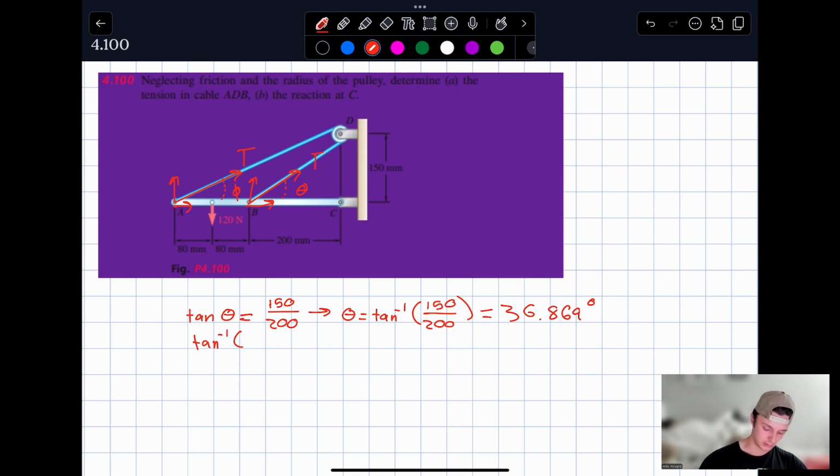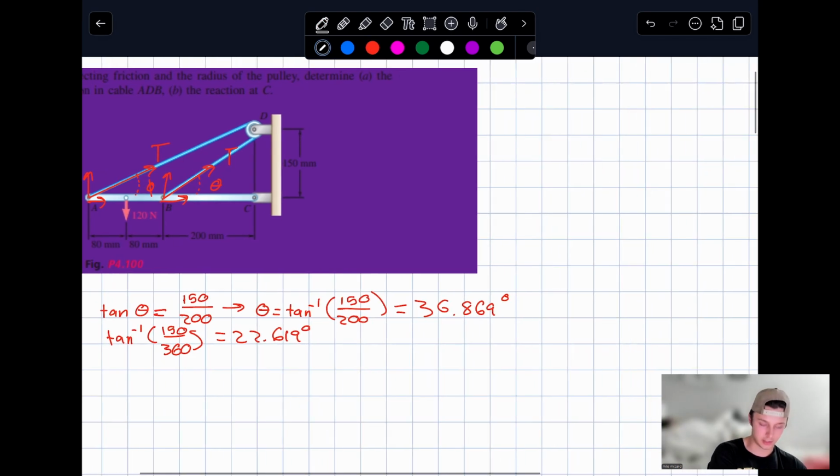Now we're going to do the same thing for phi, but I'm going to skip this step right here and just do tangent inverse. This time it's going to be 150 over 360, which equals 22.619 degrees. So yeah, now we have both those angles.